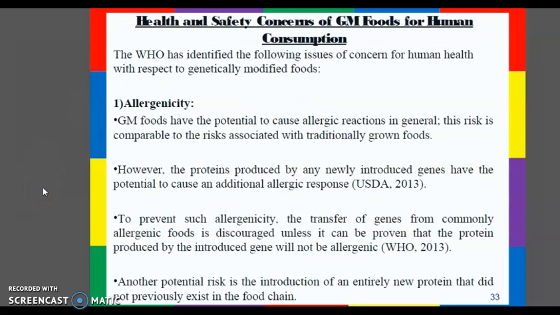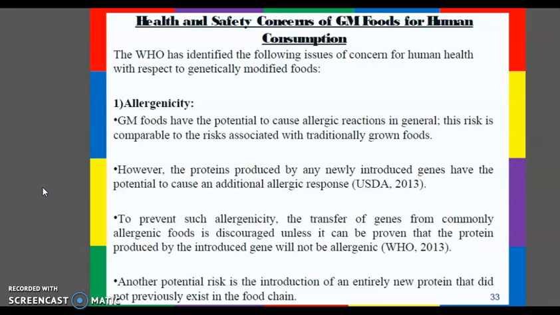Now let's see some of the common concerns associated with genetic modification. First one is allergenicity. GM foods have the potential to cause allergic reactions in general, and this risk is comparable to the risk associated with traditionally grown food. However, the proteins produced by newly introduced genes have the potential to cause an additional allergic response. To prevent such allergenicity, the transfer of genes from commonly allergenic food is discouraged unless it can be proven that the protein produced by the introduced gene will not be allergenic.